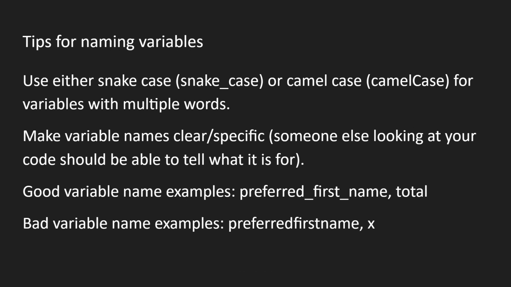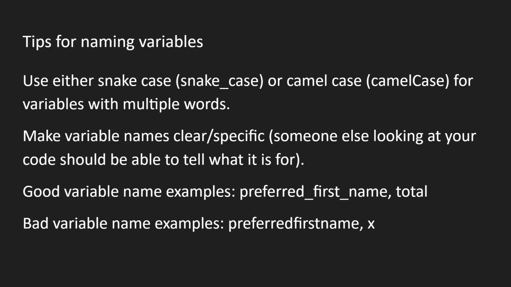Tips for naming variables. Use either snake case, which is different words separated by underscores, or camel case, which is each new word begins with a capital letter for variables with multiple words. Make variable names clear and specific so that someone else looking at your code will be able to tell what it's for.